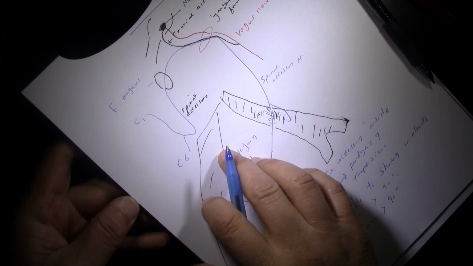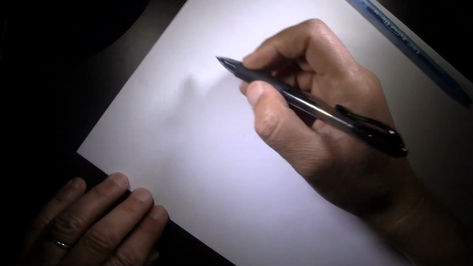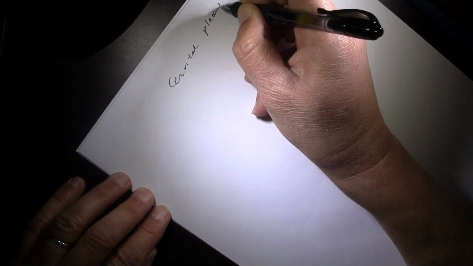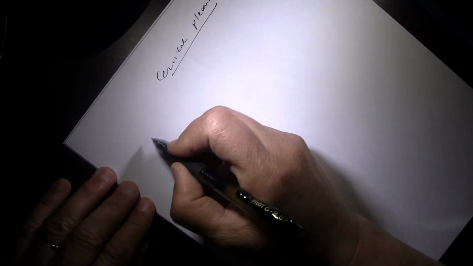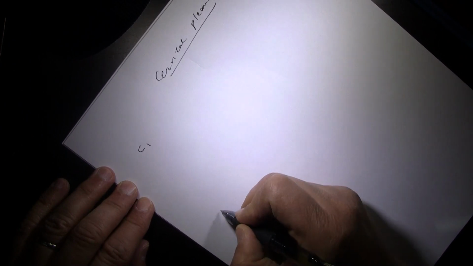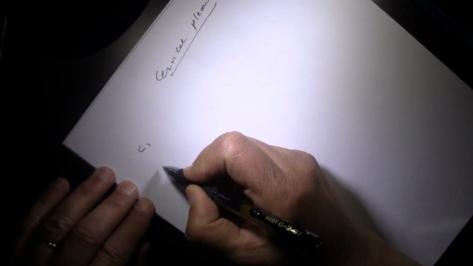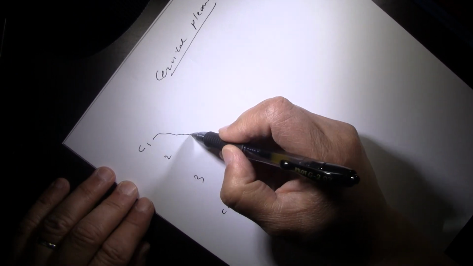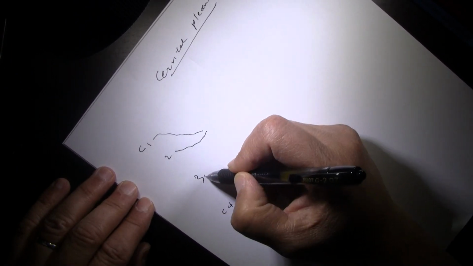Let us go to the next nerve. The next nerve is the cervical plexus. As I mentioned, the cervical plexus is C1 down to C4: 2, 3, 4.